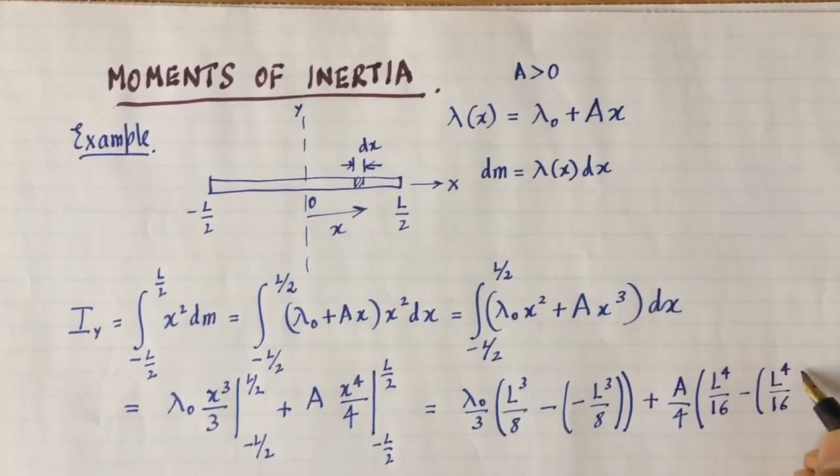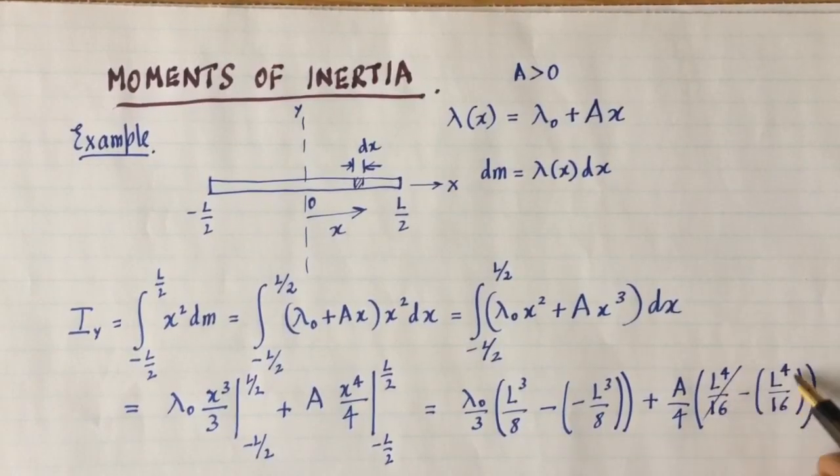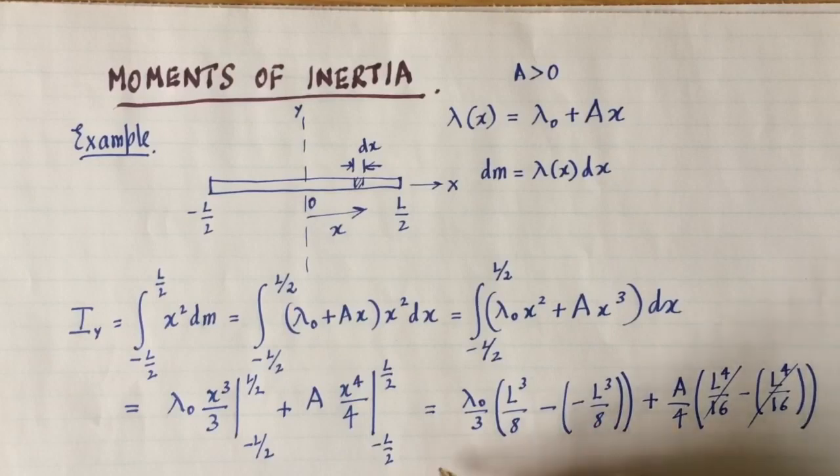you'll still get a positive number. So this will actually cancel out, and this will actually add. So I'm going to get lambda naught times L cubed over 8 plus L cubed over 8, which is L cubed over 4. So that's lambda naught times L cubed over 4 times 3, 12.